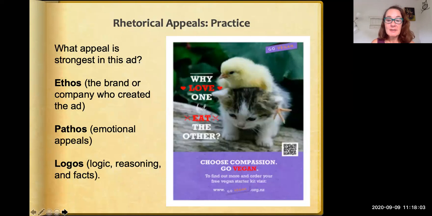Is it pathos? Emotional appeals with the fuzzy little kitten and the fuzzy little chick. Why love one but eat the other? So yeah, it's definitely pathos. They're pulling on your heartstrings to make you see that it's crazy to eat any cute little fuzzy thing. And there's a little bit of logic here too. The why love one but eat the other is a logical appeal that it doesn't make sense for you to eat one or the other.